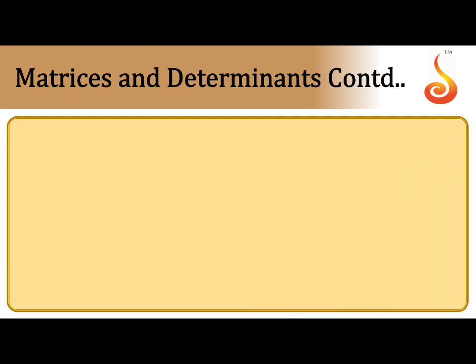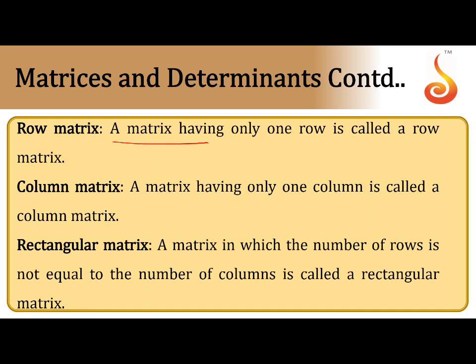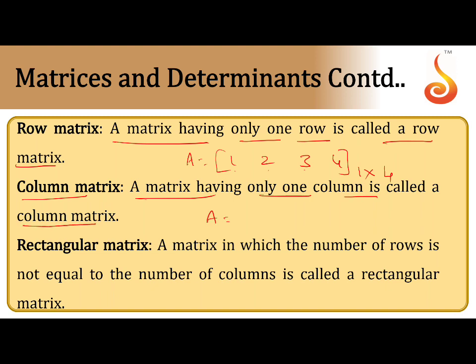Next is the row matrix. A matrix having only one row is called a row matrix. For example, 1, 2, 3, 4. Here, how many rows? Only one row. And how many columns? 4 columns. This is a 1 by 4 row matrix. In the same way you can define a column matrix. A matrix having only one column is called a column matrix. For example, here, how many rows? 3 rows and only one column. This is a 3 by 1 column matrix.